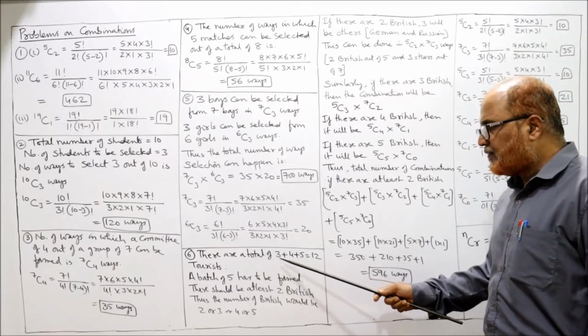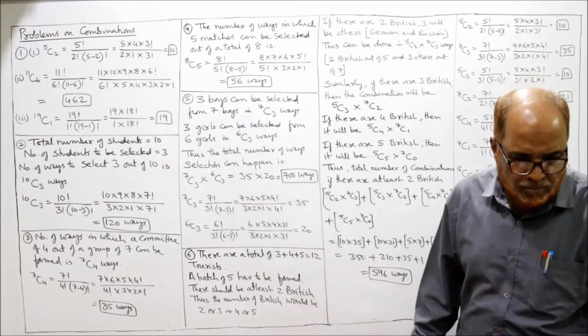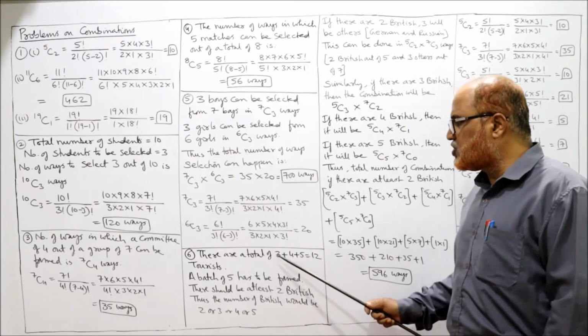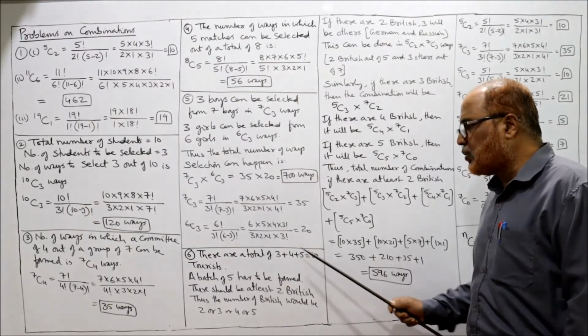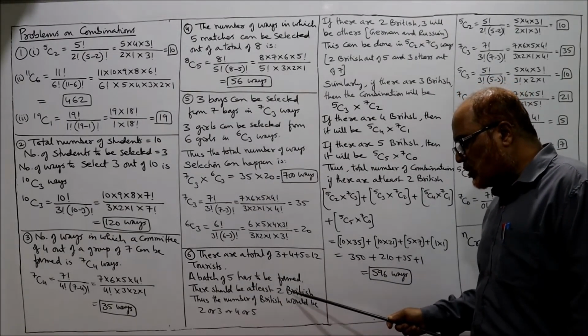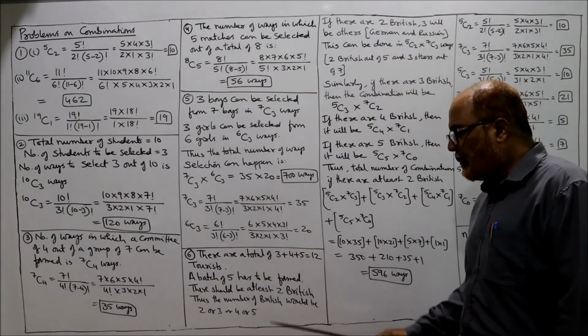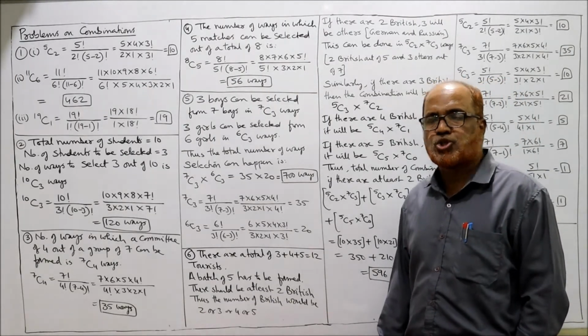There are a total of 3 Germans, 4 Russians and 5 Britishers. Total 12 tourists are there. A batch of 5 has to be formed. There should be at least 2 Britishers. ये 5 आदमी का जो बैच बना रहा है, इसमें कम से कम minimum 2 Britishers should be there.